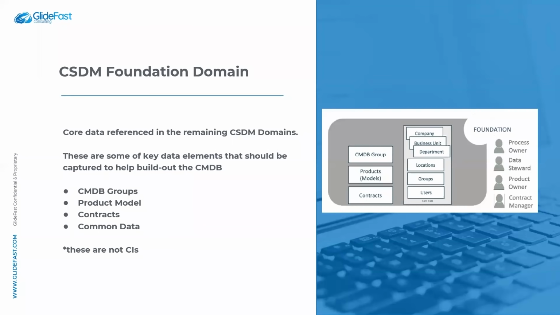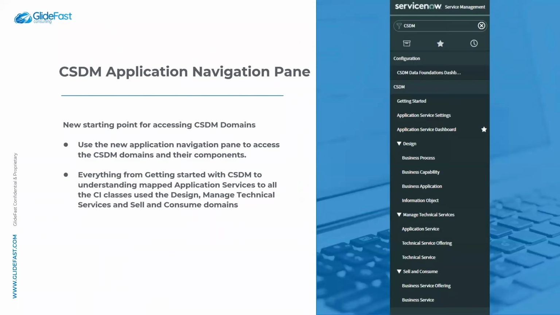Yep, just as mentioned before, the CSDM foundation domain is just core referential data that's used across the platform, things such as groups, product models, contracts, data, locations. That's another key one. Groups and users is also another set of foundational data that typically we would expect the CMDB to have. The CSDM application navigation pane, this is new as of Paris. And the reason why this exists is because we're talking a lot about various classes that were previously a little bit difficult to find. So they're just grouping it under a CSDM menu so you can find that data easily. I'll show you this in a little bit, just easier access.